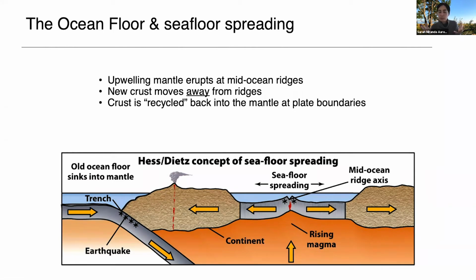So you have seafloor spreading happening here, where you have the new formation of oceanic crust occurring here. And this pressure is essentially pushing apart this oceanic crust in different directions. And so it's causing this seafloor spreading.